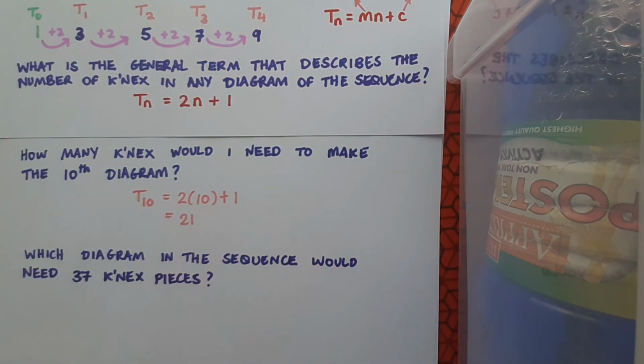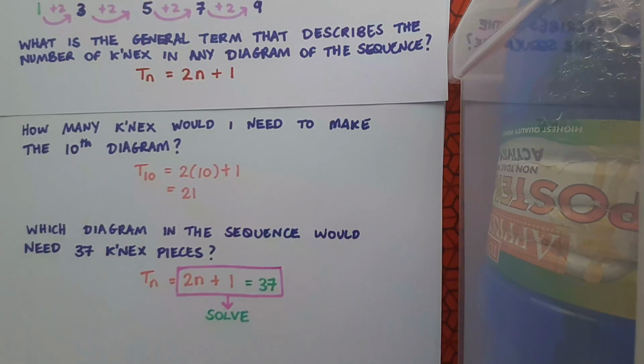Finally, I want to know for which diagram in the sequence I would need 37 K'NEX pieces. So first of all, I'm going to make a note of the general term. Now, I don't know which diagram requires these 37 pieces, so I don't know what number to put in for n. I do know, however, that if I had the n value and put it in, and I calculated out my answer, I'd get 37. So 37 is the term value. So I set my general term equal to this term value. And that will then allow me to work out the term number n. So now I need to solve this equation, and then I'll know what the n is, and that will tell me which diagram would require that many pieces.